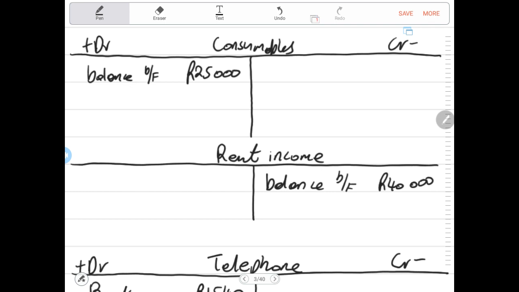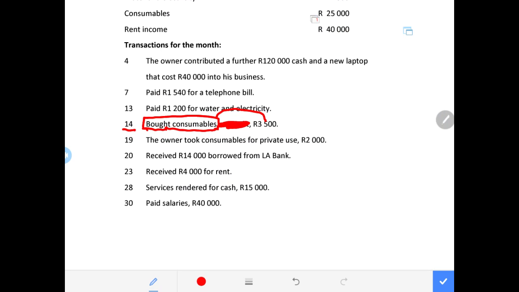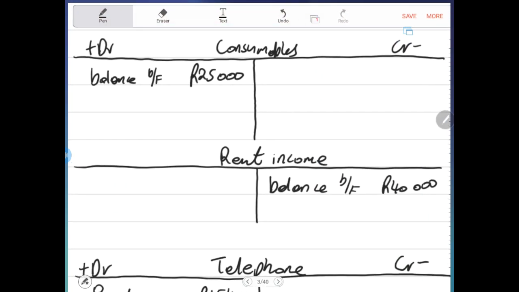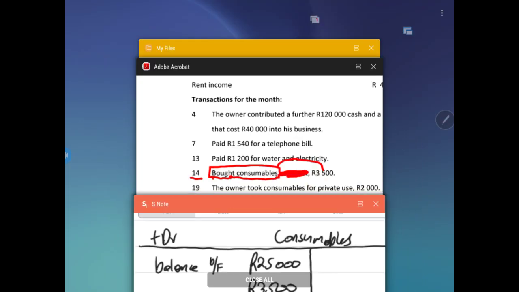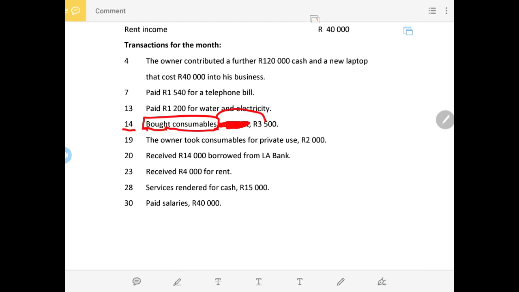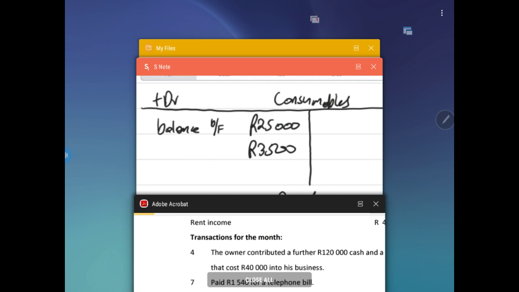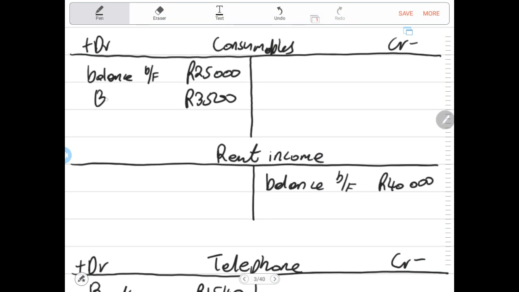Consumables should be increasing by 3,500. Consumables should be increasing on the debit side, 3,500. That's it. Consumables must increase on the debit side. Then after, I ask myself, how did I buy these consumables? Was it cash or was it credit? If it's cash, then I will record bank here as an explanation if I bought them cash.